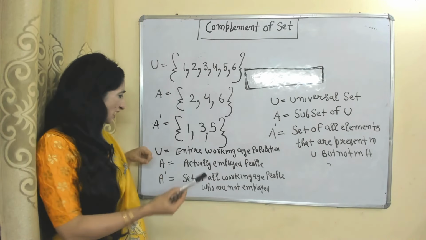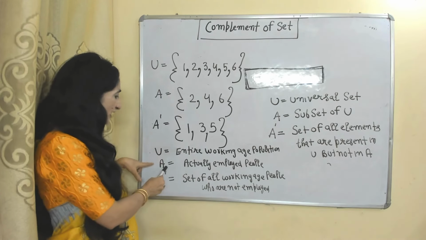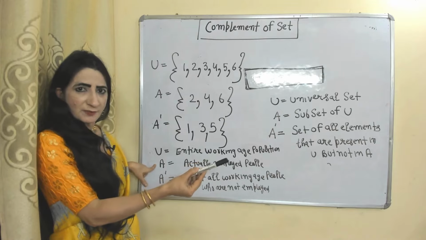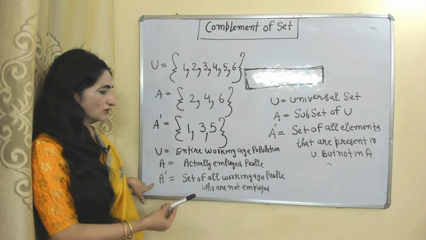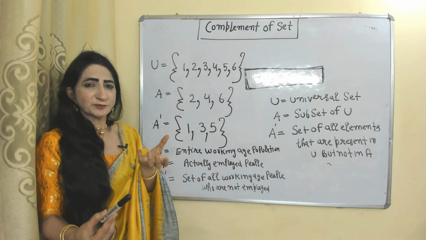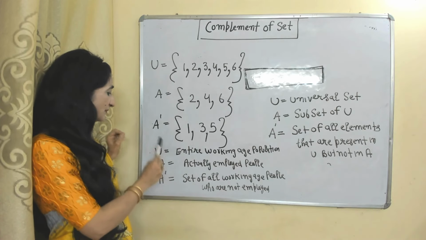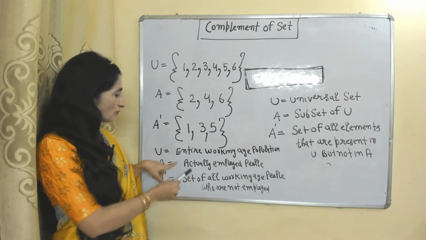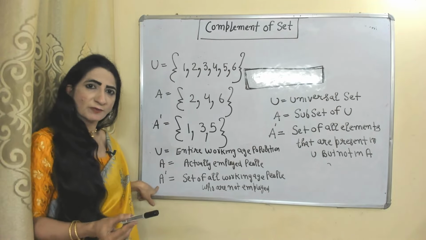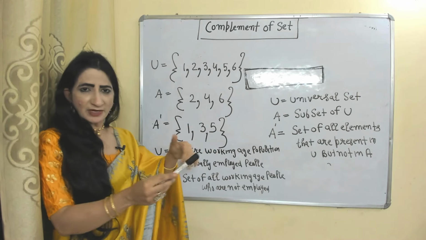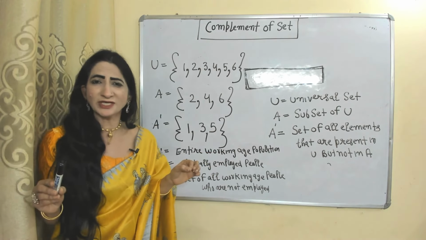We will see another example. The universal set is the entire working age population. A is the actually employed people. A is a subset of U, A is part of U. A dash includes the set of working age people who are not actually employed. So A dash is part of U but not part of A. That's why A dash is called the complement of A, because the complement of A means the set of all elements that are present in U but not in A.